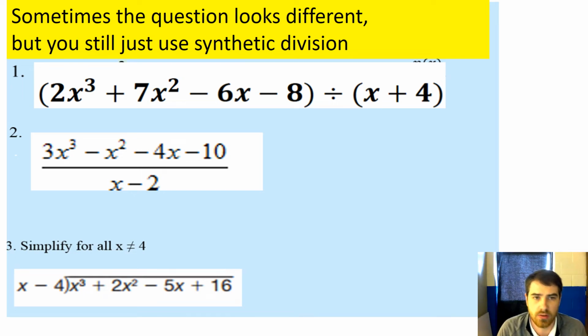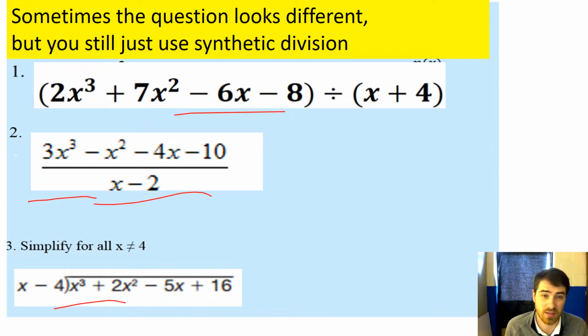Hey, so we are looking at synthetic division here, and the first thing I want to show you is that sometimes the problem looks different. Like number one and number two, number three, these all look different, but essentially at the end of the day, you're still just going to use synthetic division. So here's how you use it.